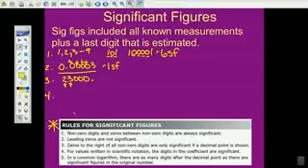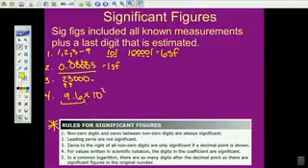For values written in scientific notation, the digits in the coefficient are significant. So whatever I write before the times 10 to the whatever is here is significant, whatever that may be. So this would have 2 significant figures. Number 5, we're going to save until we do pH math. We're not going to worry about that right now.